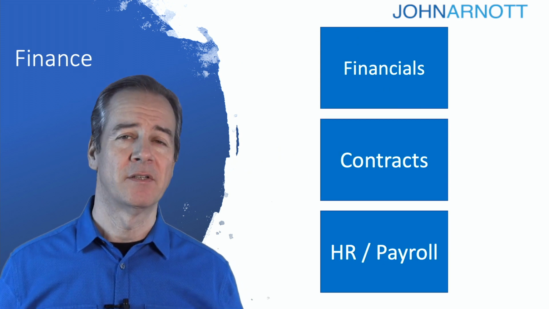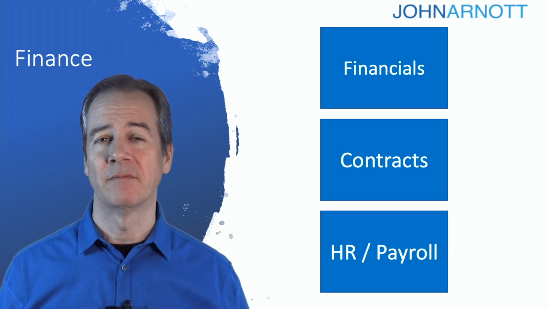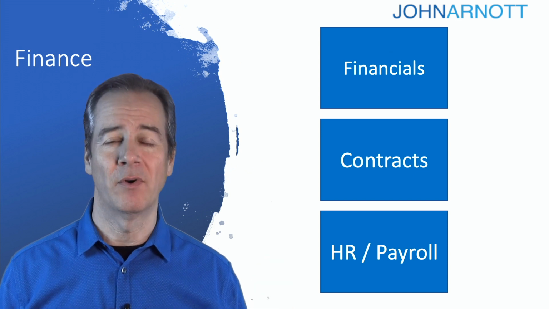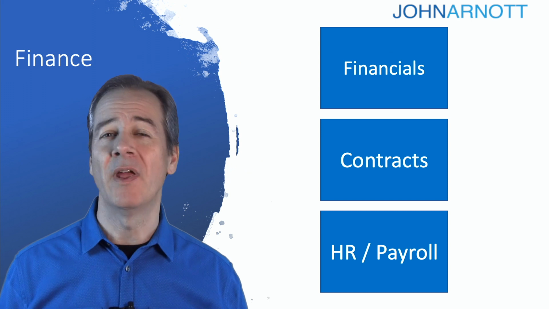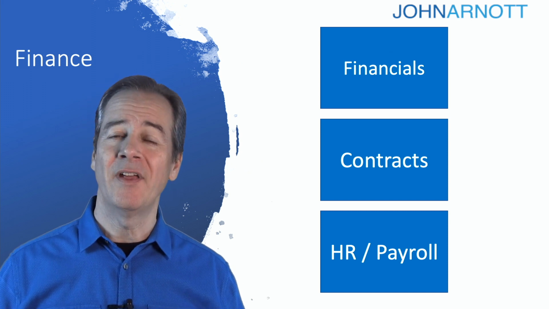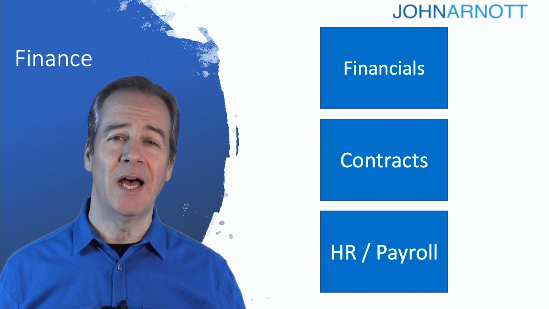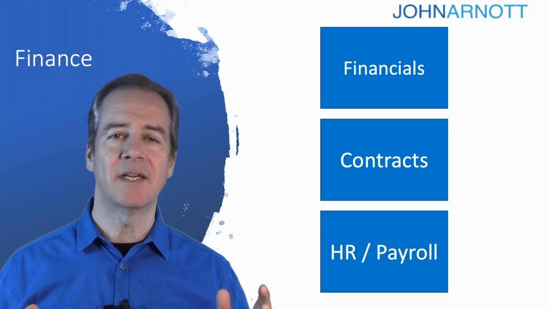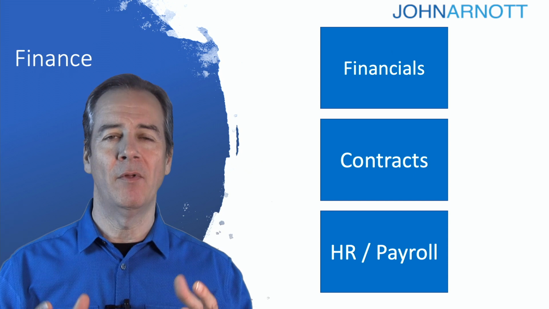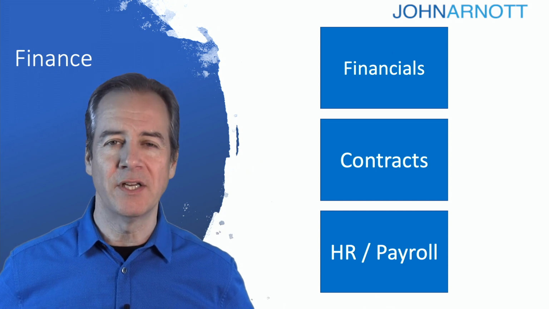So for finance, we have our traditional financials. That's your QuickBooks of the world. We have legal, that's the contract and agreement management, and we have HR payroll. Now the other side of that organization is IT and administration. We think of it as finance, IT, and administration. It's kind of like one bubble, and it supports the whole organization.